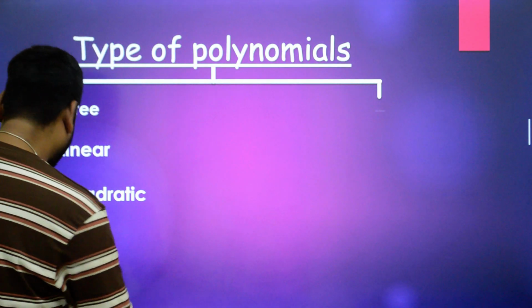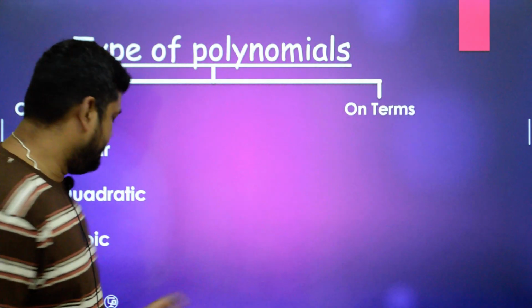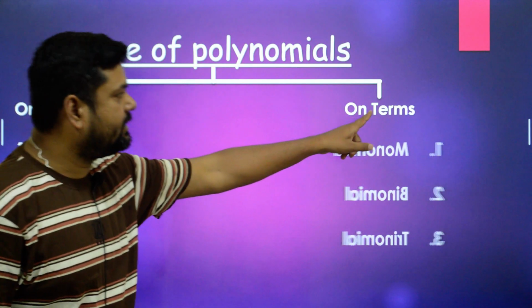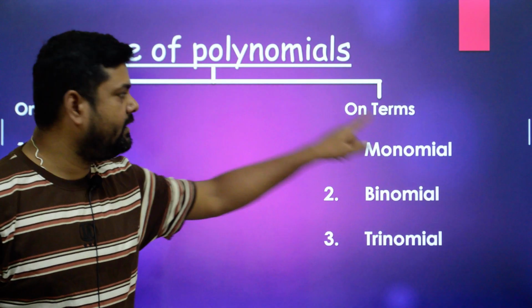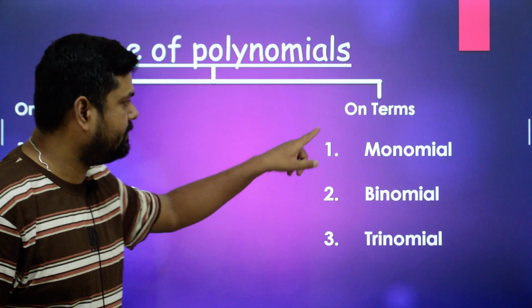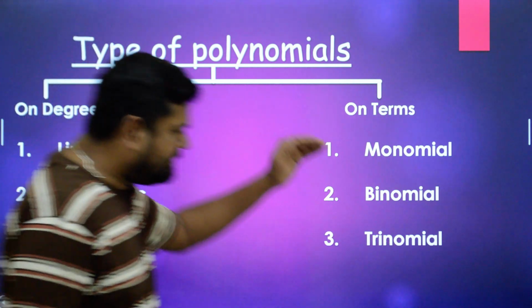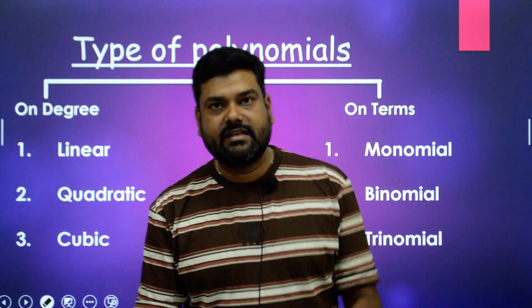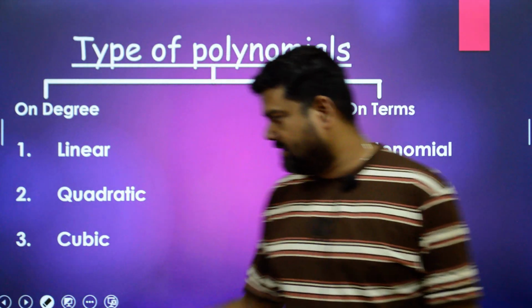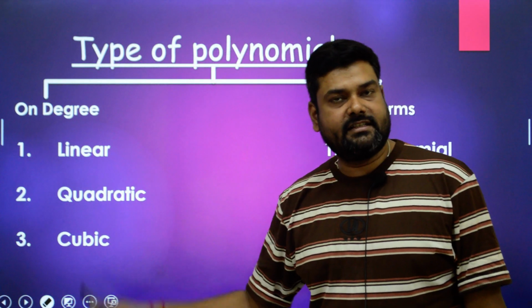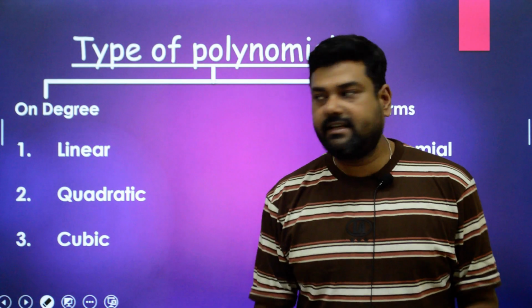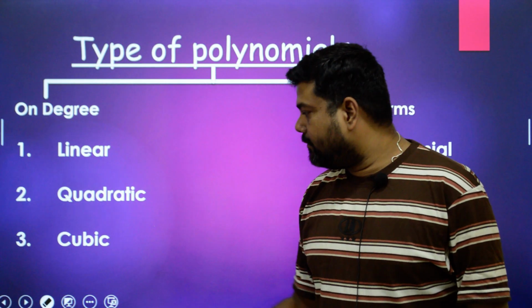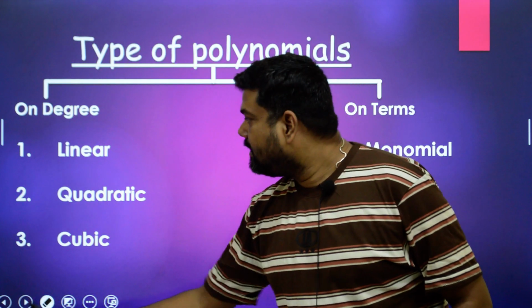So let's discuss the other part of the polynomial, and that is based on terms. A polynomial of 1 term is called a monomial, 2 terms is called a binomial, 3 terms is called a trinomial, and there are so many. Term 4 can exist, term 5 can exist, term 6 can exist, and a lot of things can exist. Similarly, degree 4, degree 5, degree 6, degree 10, degree 100 can also exist. But out of this, the most important one is the quadratic equation.